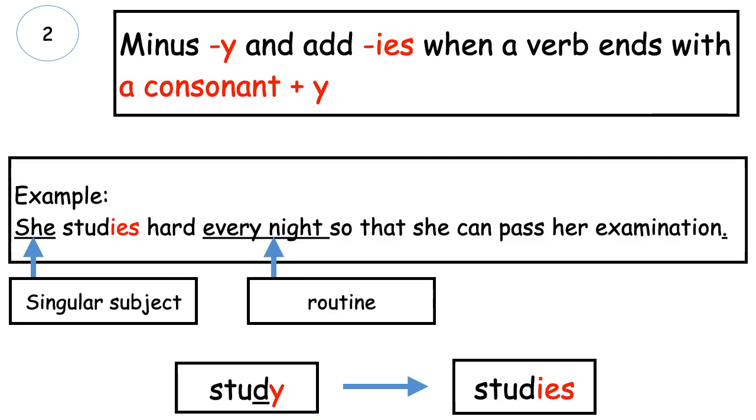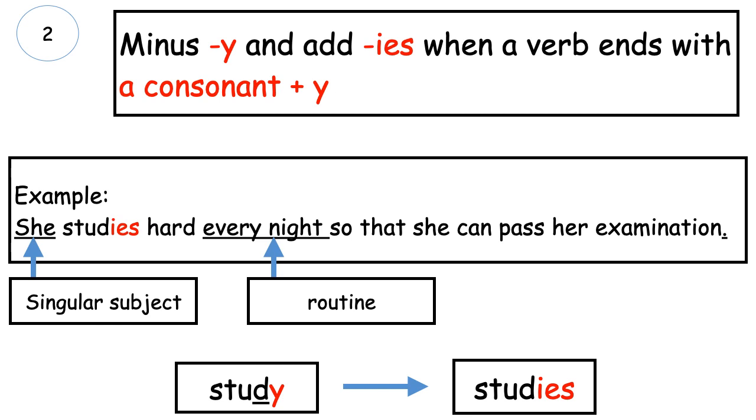Okay, for the second rule, verb with y, we have to minus y and add ies when a verb ends with a consonant plus y. Okay, the keyword here is a consonant plus y. Okay, maksud dia di sini, kalau kata kerja dia berakhir dengan Y dan di depan Y itu merupakan konsonan. Konsonan maksudnya yang bukan A, E, I, O, U. Alright? Jadi kamu perlu buang Y, okay, tambah I, E, S pada kata kerja tersebut.